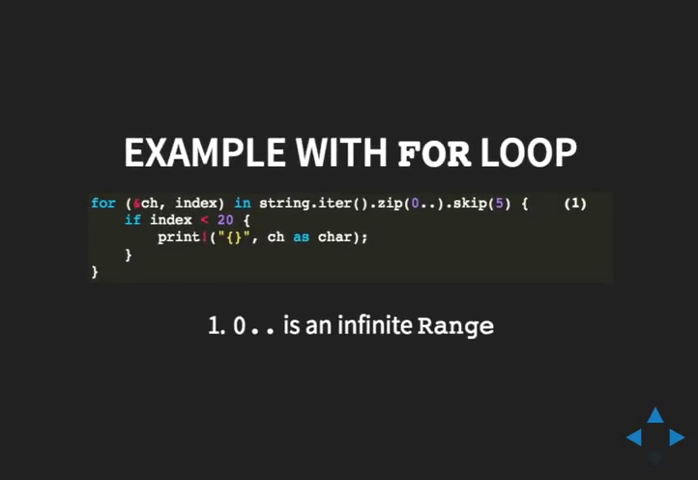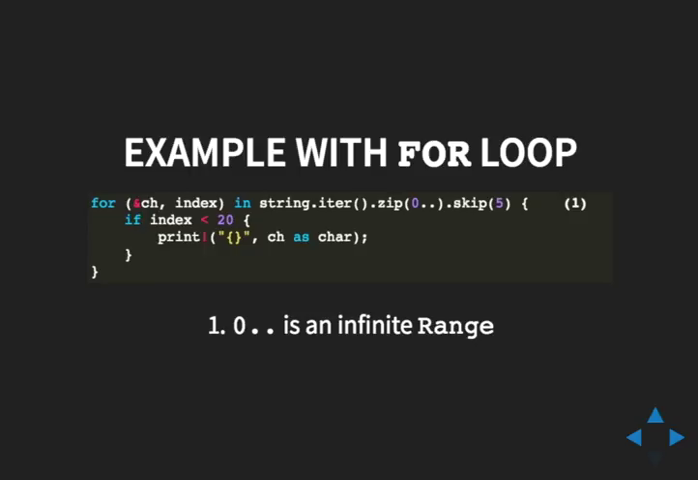So let's see another example of using iterators. Here we have our byte string, and we call iter over it again. And then we zip it with an infinite range, so from 0 to infinity. And we skip the first 5 elements in the iterator. And again, we use pattern matching in the for to get a character and its index. By the way, it's similar to calling enumerate. And in the body of the for, we have a condition, and we just print this character. So it will actually print the characters from 5 to 19.